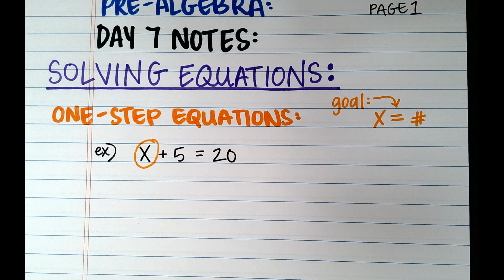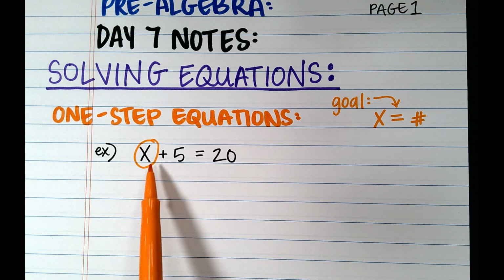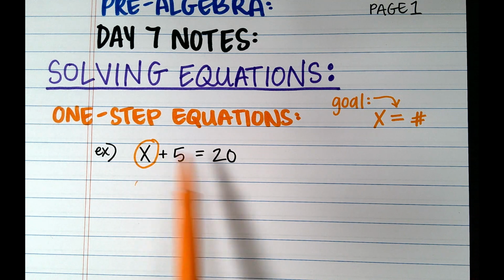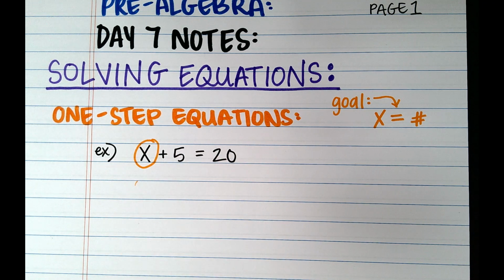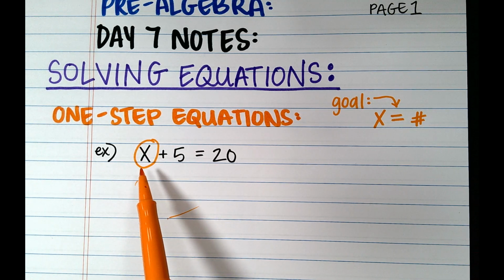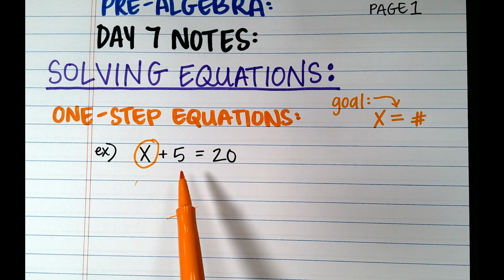Well, let's see. If x was 5, 5 plus 5, is that equal to 20? No. It's not. So we got to solve this. We're going to use our inverse operation, the opposite, because I want to get x by itself. I'm trying to get rid of plus 5, right?